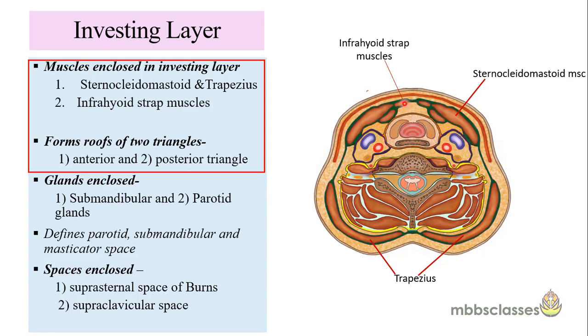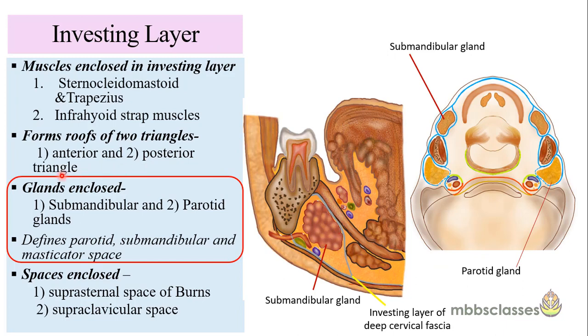This is the part of the anterior triangle. This is the posterior triangle. Then it splits again to enclose the trapezius muscle. Then it reunites with its counterpart from the other side. This investing layer of the deep cervical fascia is pierced by the external and the anterior jugular vein, lesser occipital nerve, greater auricular nerve, transverse cervical nerve, and the supraclavicular nerve. All these pierce the investing layer of the deep cervical fascia. So it encloses the glands.